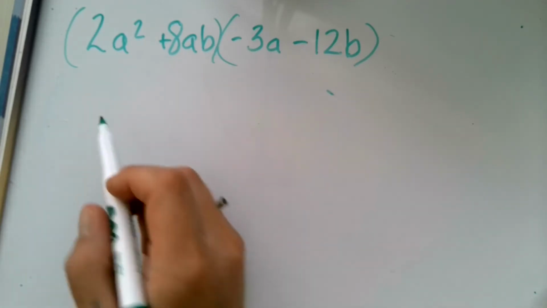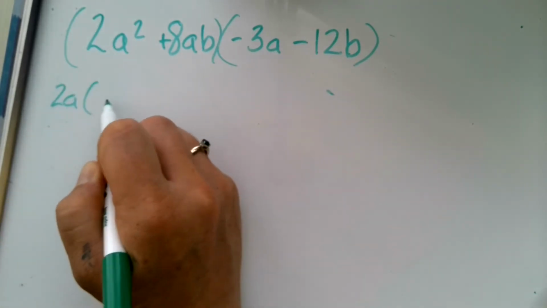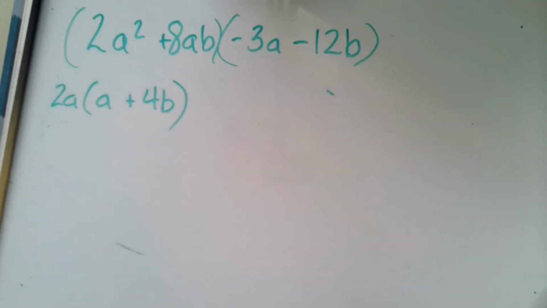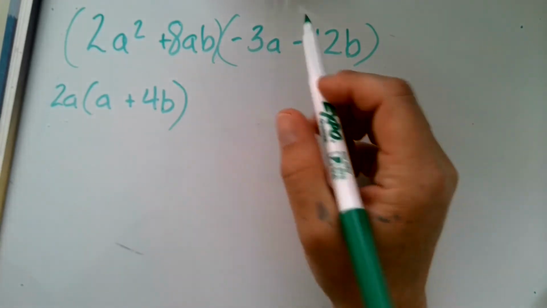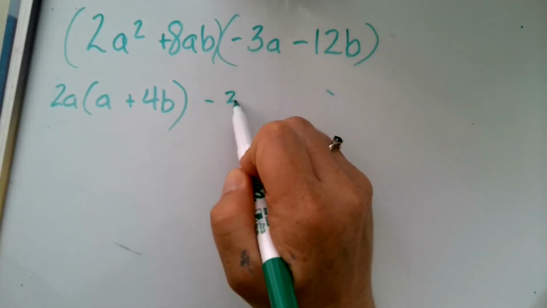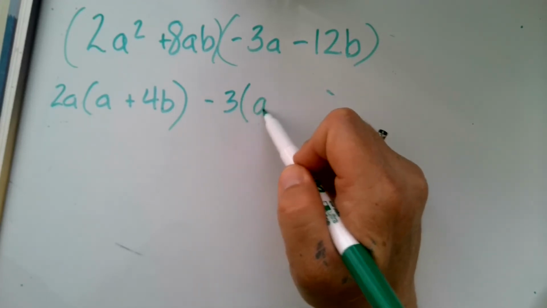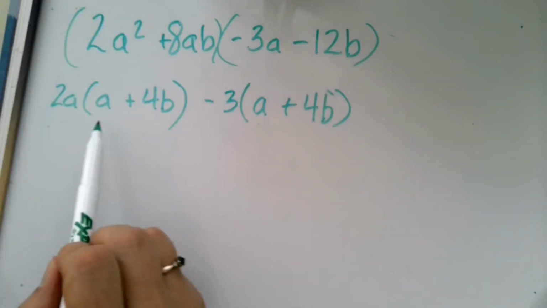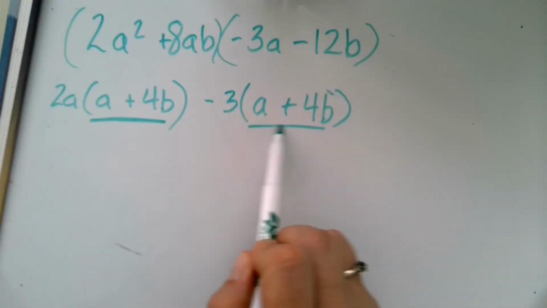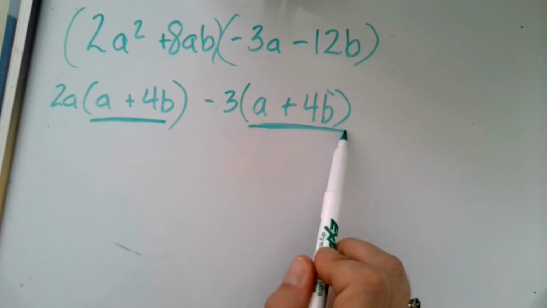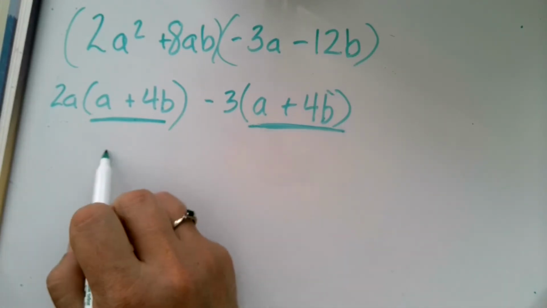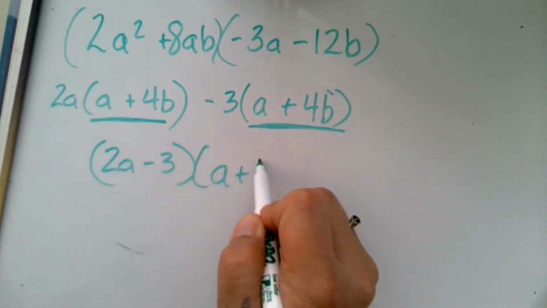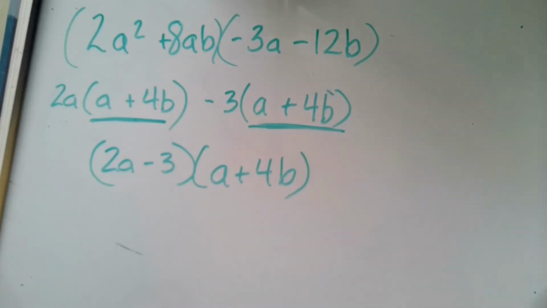All right, so for this first part, let's factor out a 2a, and we're left with a plus 4b. This isn't looking great yet, but let's see what we can do. Now, if we factor out a negative 3 from this, we would end up with a plus 4b. Hey, this is what we're after. We want what we have in parentheses here to be the same, because when that is the same, then we can use the distributive property to say it's 2a minus 3 times a plus 4b. Hooray! So we just factored this by grouping.